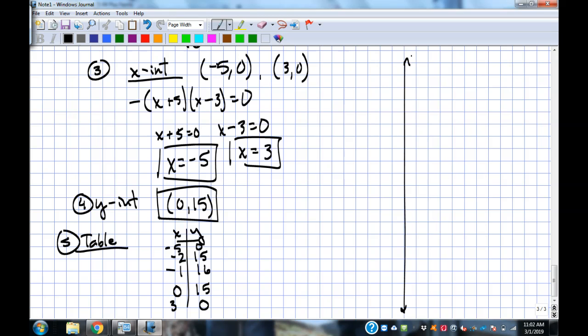Or I think I've got room. I can draw the whole thing. Maybe here, if I draw a really tall one, and go to -1, 16. 1, 2, 3, 4, 5, 6, 7, 8, 9, 10, 11, 12, 13, 14, 15, 16. There's 0, 15, -2, 15, -5, 0, 1, 2, 3, 4, 5, and 3, 0.